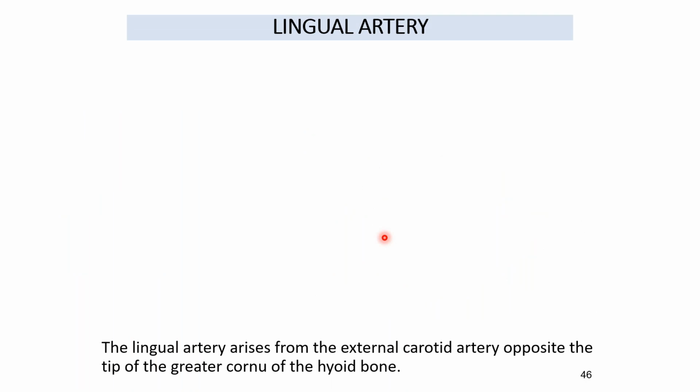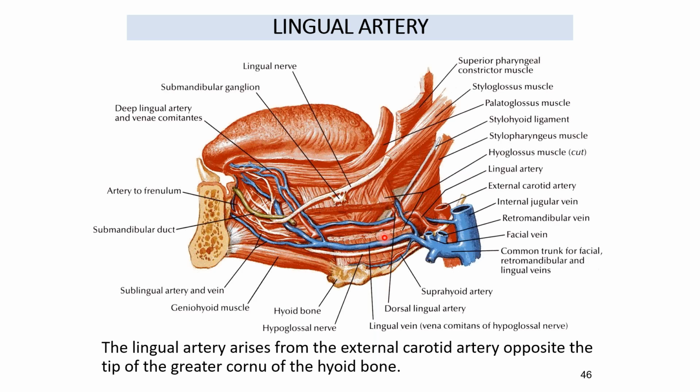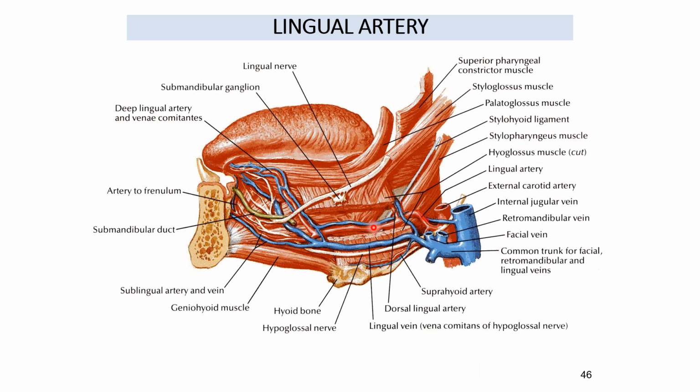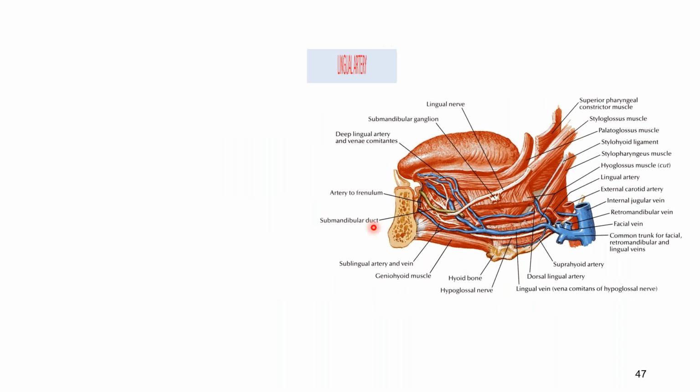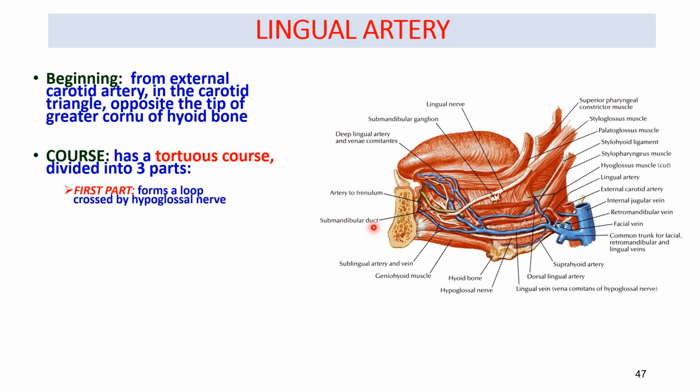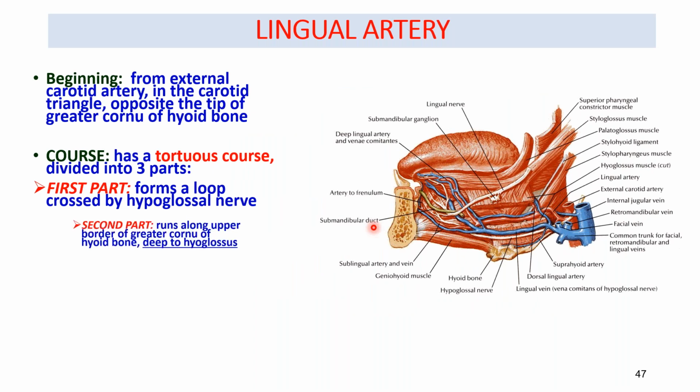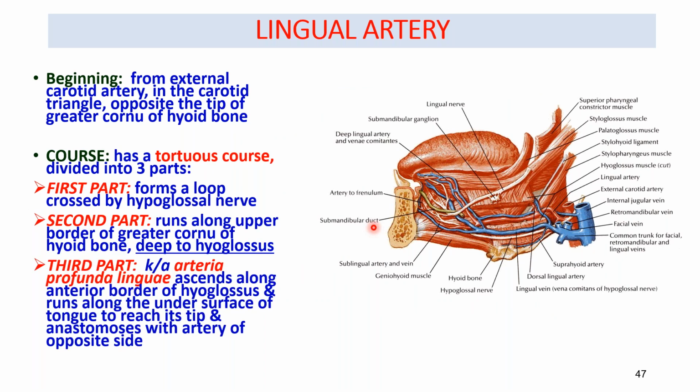Now, the lingual artery arises from the external carotid artery, opposite the greater cornua of the hyoid bone. Let's see that in this picture. This is the external carotid artery, and this is the lingual artery coming out of it. It has a tortuous course with a first, second, and third part. The first part crosses the hypoglossal nerve. The second part runs along the upper border of the greater cornua, which is deeper to the hyoglossus.